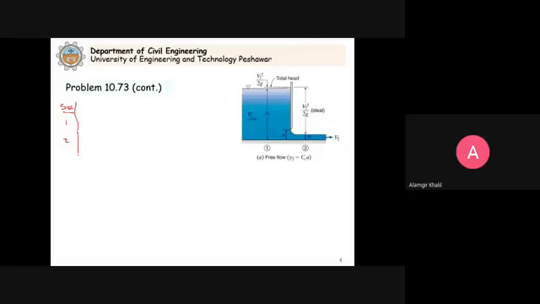Now after this, we will calculate the hydraulic radius. The hydraulic radius will be equal to the depth. Clear? Because we have a wide rectangular channel. So this is in feet. And then after this we will calculate the velocity. The velocity will be equal to the discharge per unit width divided by the depth of flow. So this will be in foot per second, FPS.